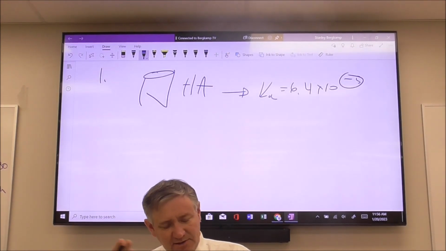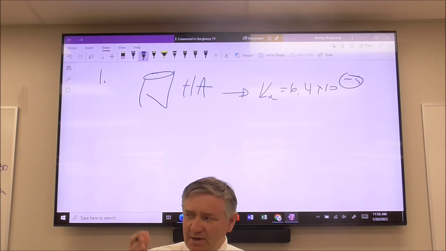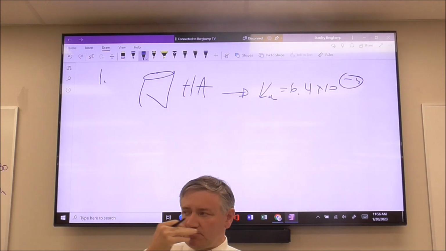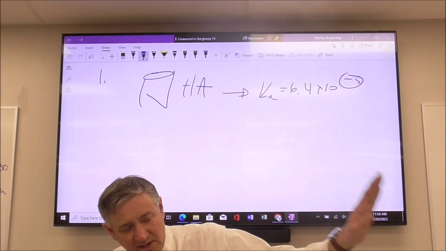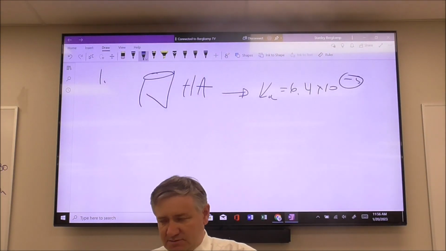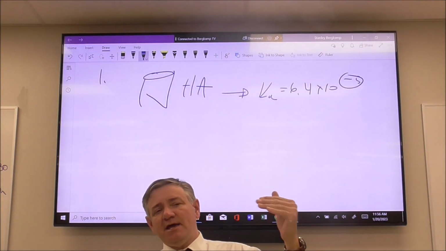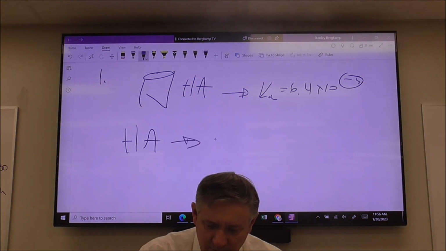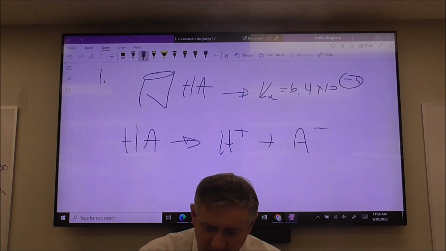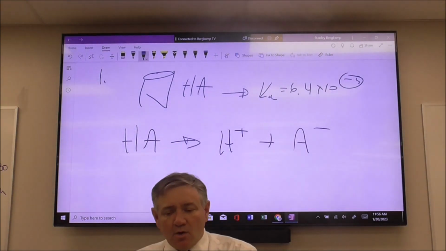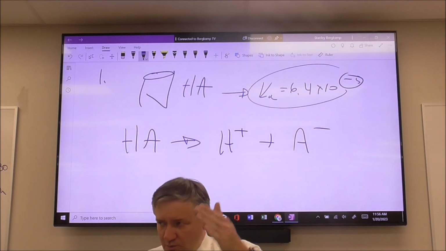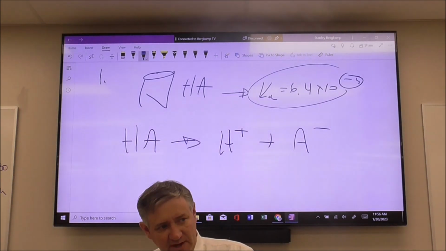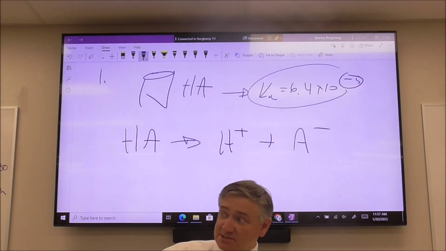And you'll see this later on. The numeric value of K will tell you which direction the reaction is going to go. When you have small K values, which are less than 1, and all the Ka and Kb values are less than 1, that indicates that when you look at the forward reaction of hydroniums plus anions, the forward direction is not favored. The reverse reaction is favored.